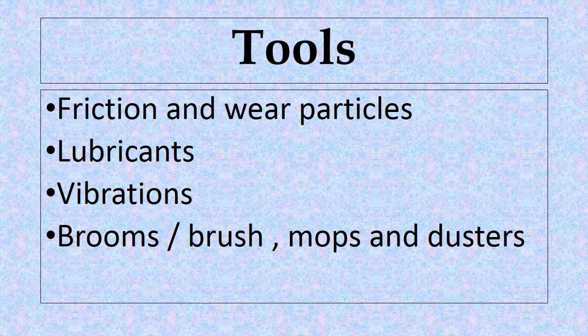Along with people and facilities, tools can also contribute as a contaminant in pharmaceutical product manufacturing. Friction and wear particles from the tools being used also cause contamination to the products. Lubricants or the oils used for the equipment or the machinery can cause contamination. Due to vibrations, particles can be generated through the various tools or equipment, and that can also contribute as a contaminant. Brooms, brushes, mops, and dusters used for cleaning can also shed particles and cause contamination to the pharmaceutical product.